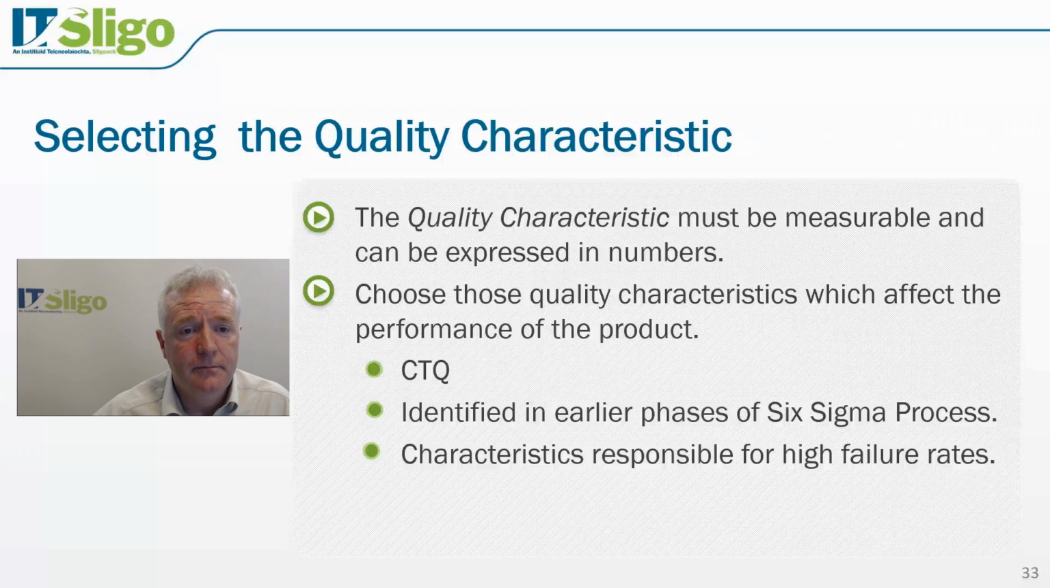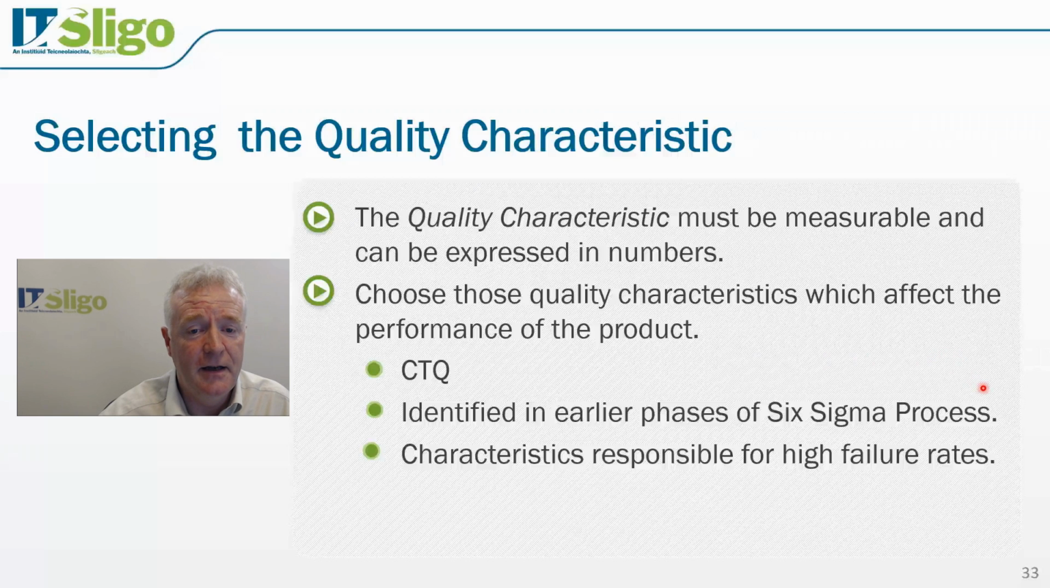The first step is to select the quality characteristic. We will be using the X-bar and R chart, so it's based on variable data. So in this case, the data must be measurable. The characteristic that we choose will be a characteristic which affects the process's performance. This could be determined by the critical to quality characteristics.